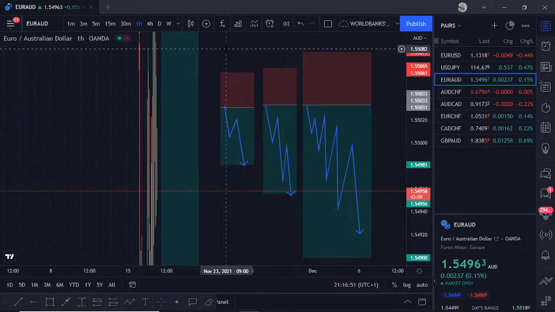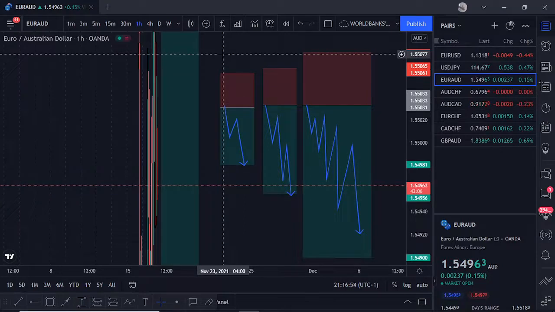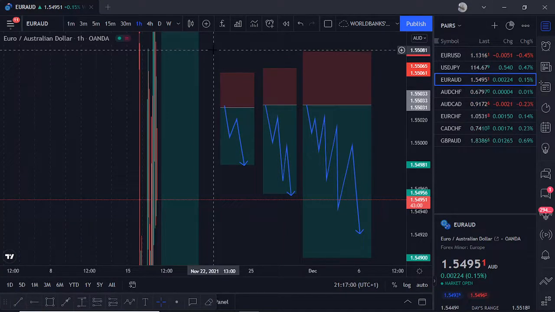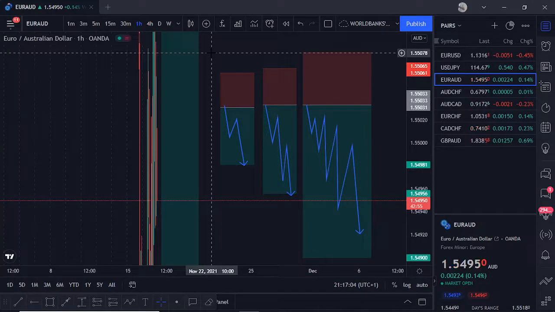Sticking to your trading plan is very, very important. That's the only way to achieve consistency in this market. Stick to your trading plan. Stick to your own trading rules. Then you achieve consistency faster.